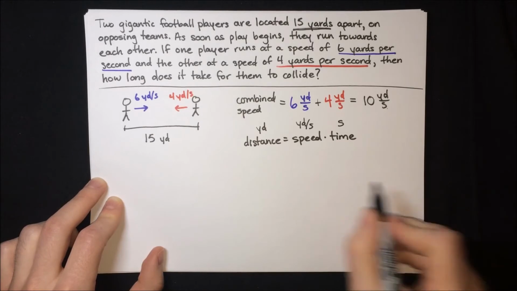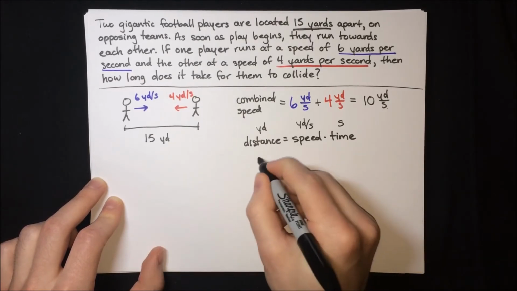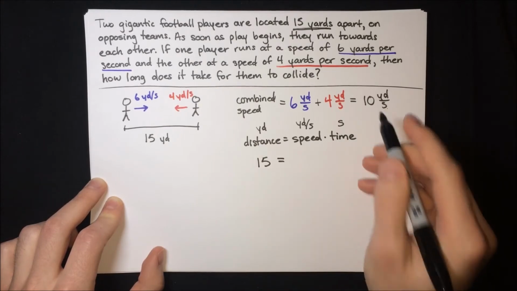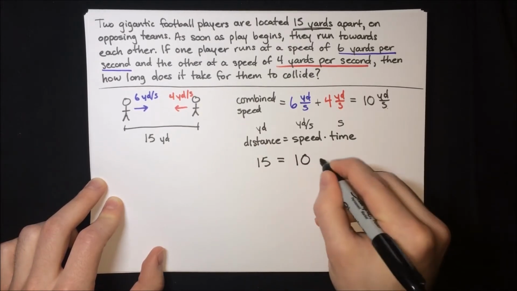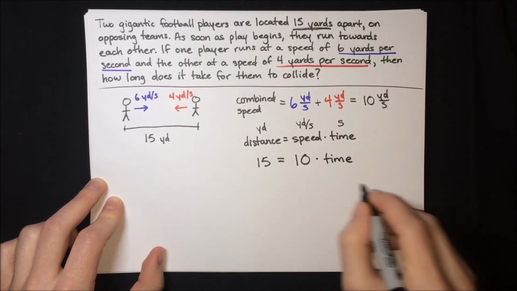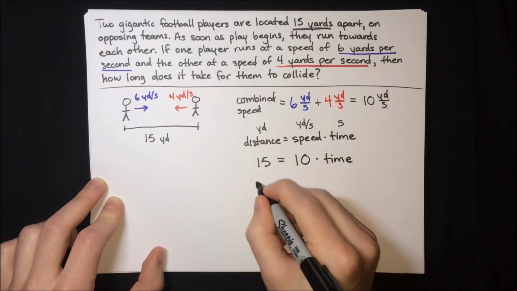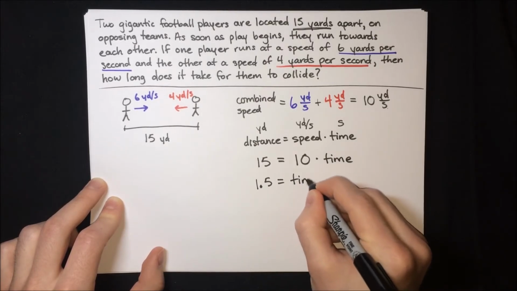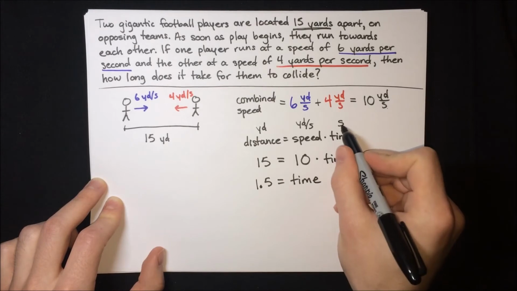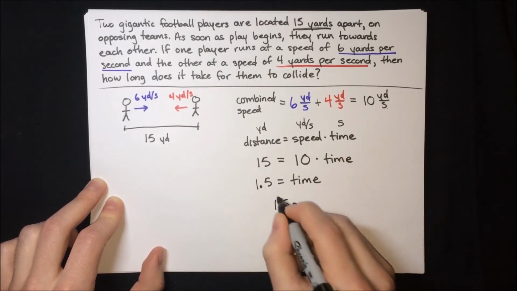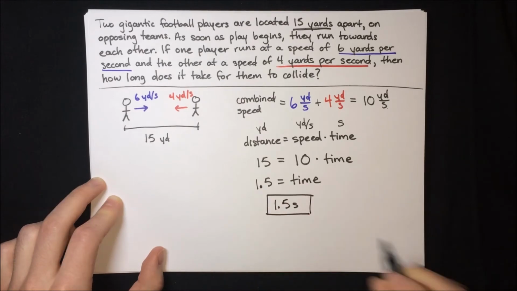All right, we're ready to plug it in. Distance is 15 yards. So 15 equals speed. Our combined speed is 10 yards per second times time. And to solve for time, we just need to divide both sides by 10. So 1.5 equals time. And then looking at our units, time is in seconds. So 1.5 seconds is how long it takes for the players to collide.